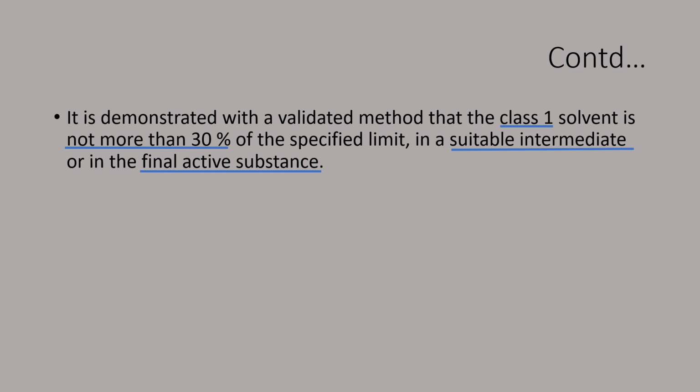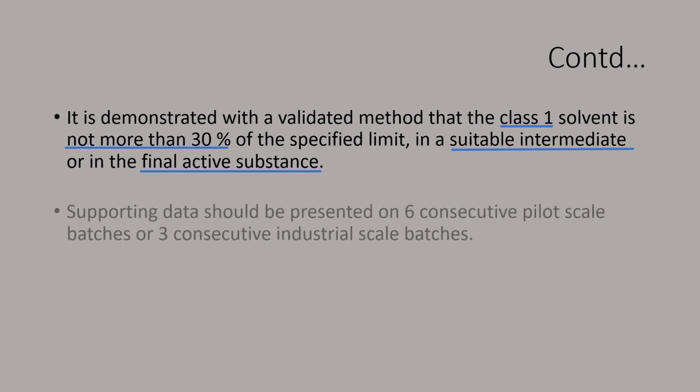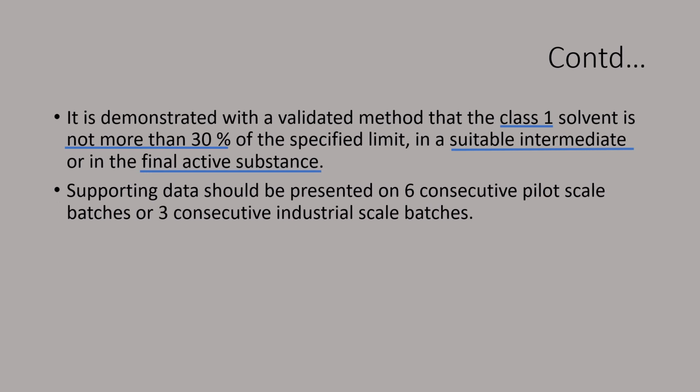30% of 2 ppm is approximately 0.6 ppm. So, if it could be demonstrated that the benzene content is less than 0.6 ppm in a suitable intermediate or final product, the routine screening of the final product could be avoided for class 1 solvents. Supporting data should be presented on 6 consecutive pilot scale batches or 3 consecutive industrial scale batches. See the condition here. The data from 6 consecutive batches from a pilot scale or data from 3 commercial batches is necessary to support deletion of screening routinely.